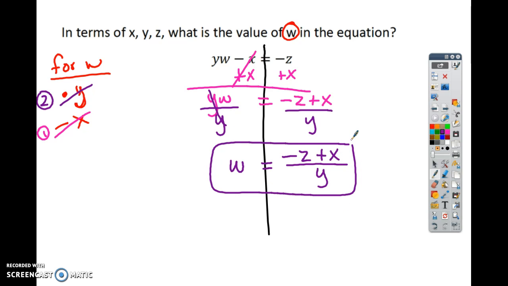All right, now here's the thing. What if the answer is not there? What if what you got isn't there? Are you going to automatically think that you did something wrong? Yes. Or are you going to look at the answers and see which one kind of matches this?